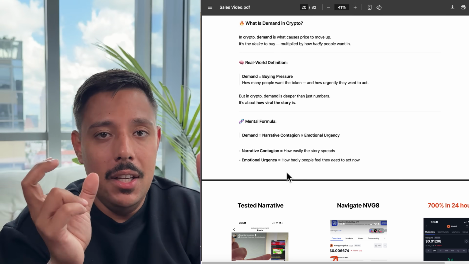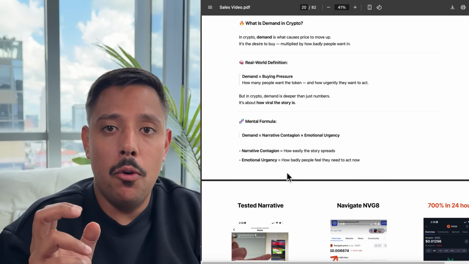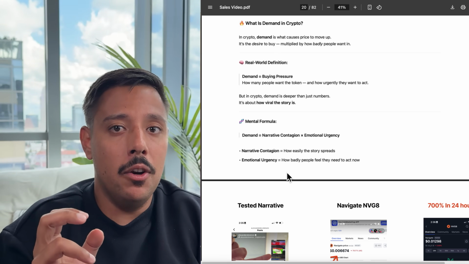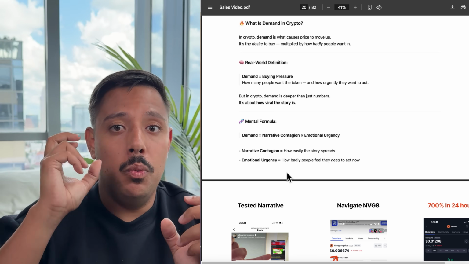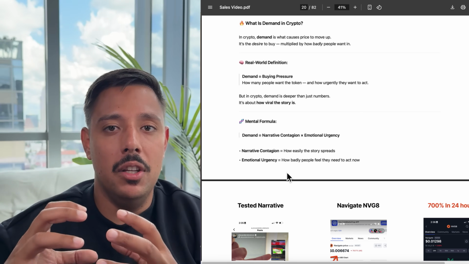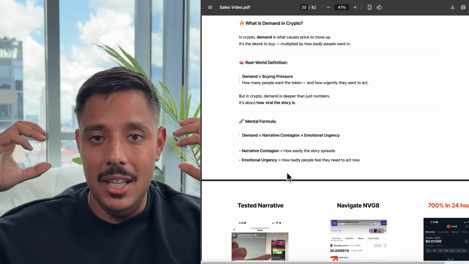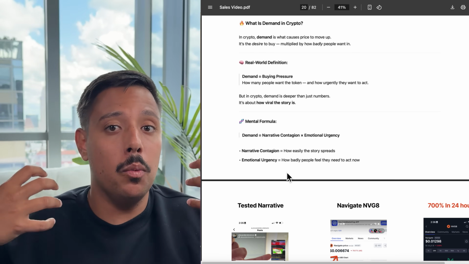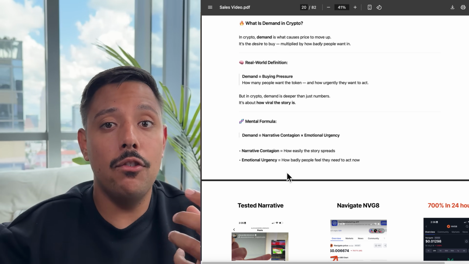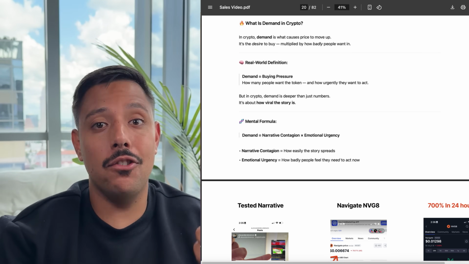If you can find the intersection of something that's proven to go viral in the past based off its narrative and its stories, and the innovation and utility of the project is so emotionally appealing that you feel you need to buy it now, and you even feel it while you're researching, well, that is the sweet spot.